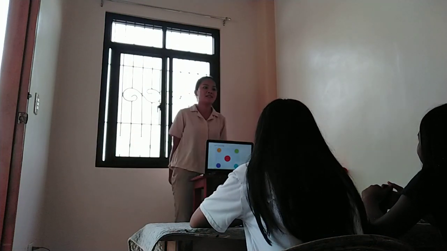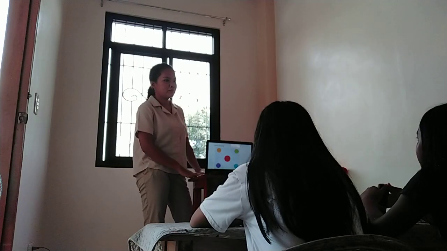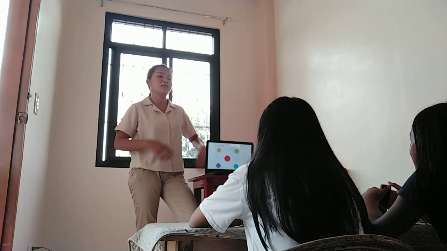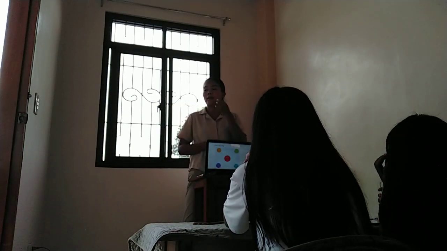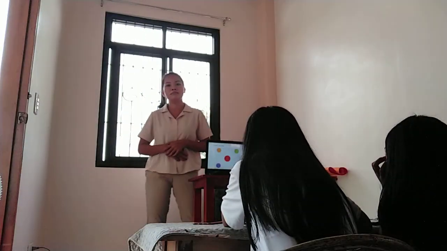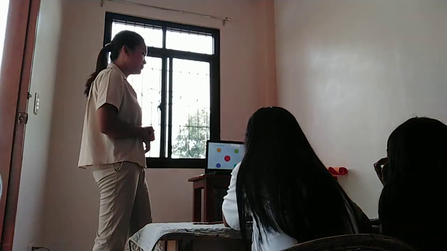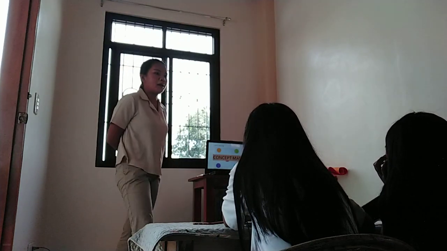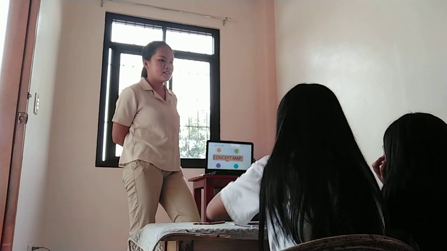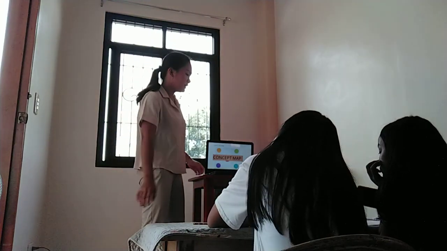An idea? What is this graphic organizer? Jumbled letters in class. Okay, so try to disorganize it once again. APM. What's the word for APM? Anong buo mong word using A, P, and M? So the answer is concept map. Okay. So there you have it. Okay, next.